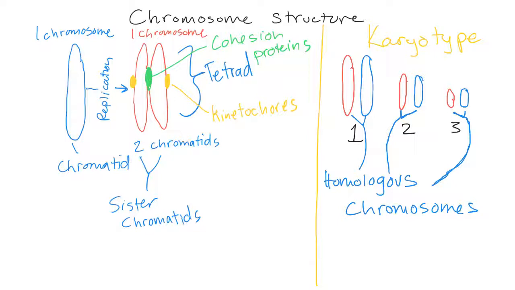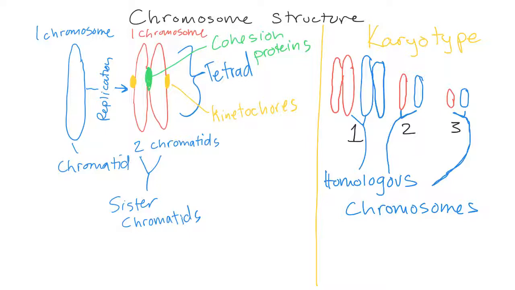Okay, and you could also draw those homologous chromosomes as tetrads. Okay, so if I wanted to draw this first one as a tetrad, those would also be homologous chromosomes. They just have 2 chromatids instead of 1. Okay, any questions about chromosomes?